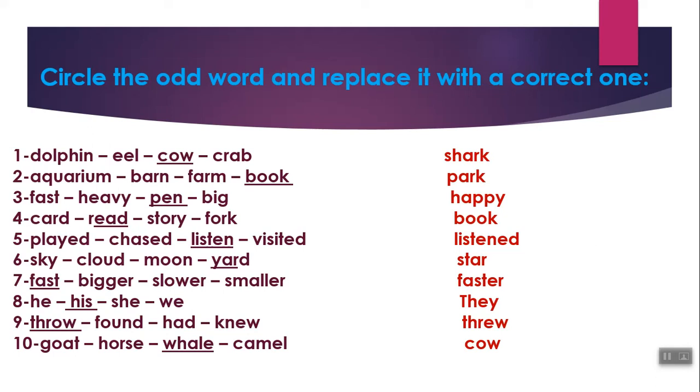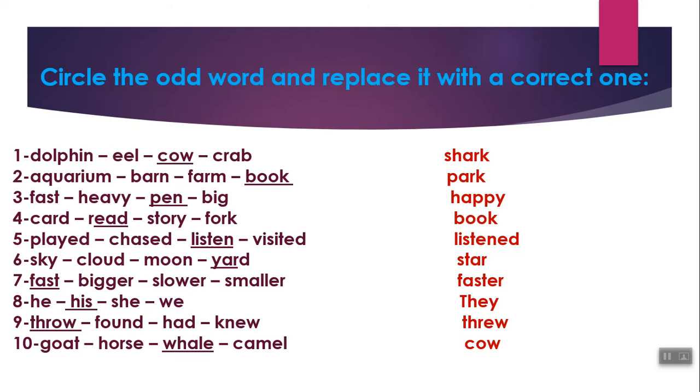Number 7, fast, bigger, slower, smaller. Here all of them are adjectives, but bigger, slower, smaller are comparative adjectives, and fast is a regular adjective. So I'm gonna replace it with faster. Number 8, he, his, she, we. The odd one is his because it's a possessive adjective, and he, she, we are subject pronouns. So I'm gonna replace it with they. Okay. Number 9. Throw, found, had, knew. All of them are verbs, but found, had, knew are verbs in the past form, throw in the present, so I'm gonna replace it with threw.